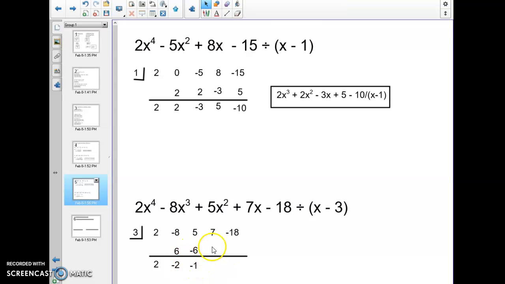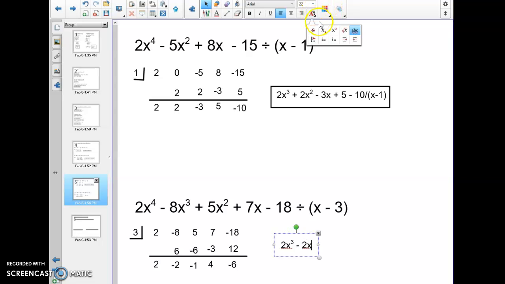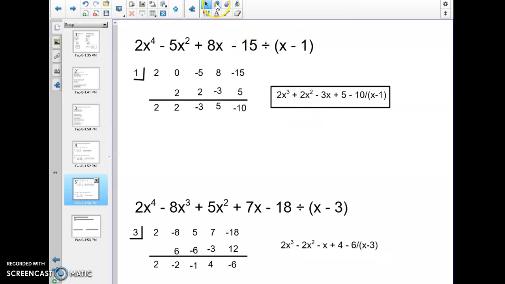Negative 1 times 3 is negative 3. 7 and negative 3 is 4. And 4 times 3 is 12. And negative 18 and 12 is negative 6. And then my answer is going to be 2x cubed minus 2x squared minus x plus 4 minus 6 divided by x minus 3. Here's my answer.